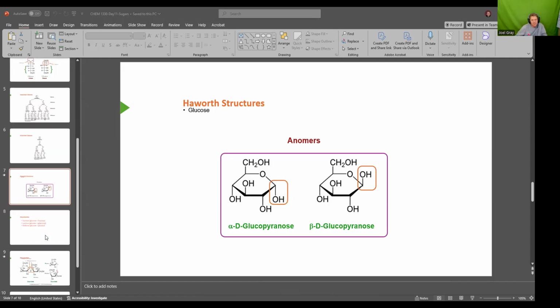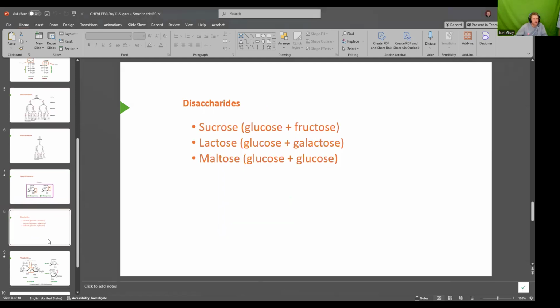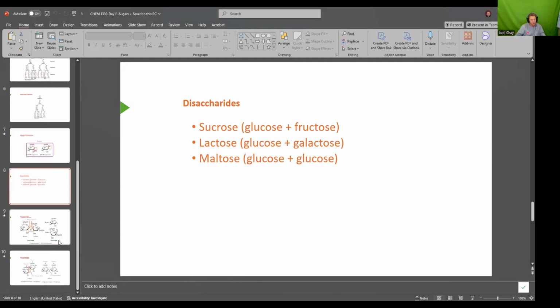So in addition to that, there are what are known as disaccharides. Disaccharides are sugars that are made up of two individual sugars. So sucrose is specifically a dimer of glucose and fructose. Lactose is glucose and galactose. Maltose is glucose and glucose. I want you to know that. I want you to be able to kind of put that together.